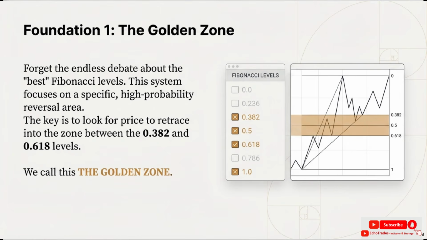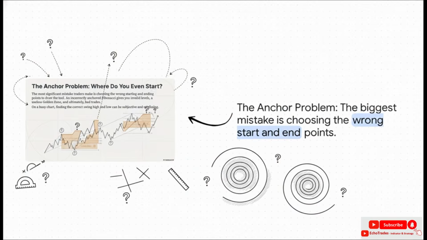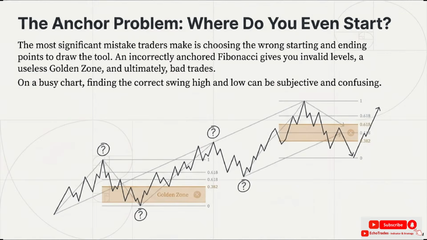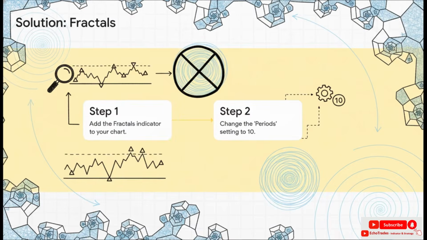And this right here, this is the big one. The single biggest mistake I see traders make. It's what I call the anchor problem. Where do you even start drawing the line? From which low to which high? If you pick the wrong points, your golden zone is going to be completely off, and your whole analysis becomes worthless. It's pure guesswork, and that's just a recipe for disaster. So what we need is a system, right? Something objective, something rule-based. And guess what? We have it. It's the fractals indicator.